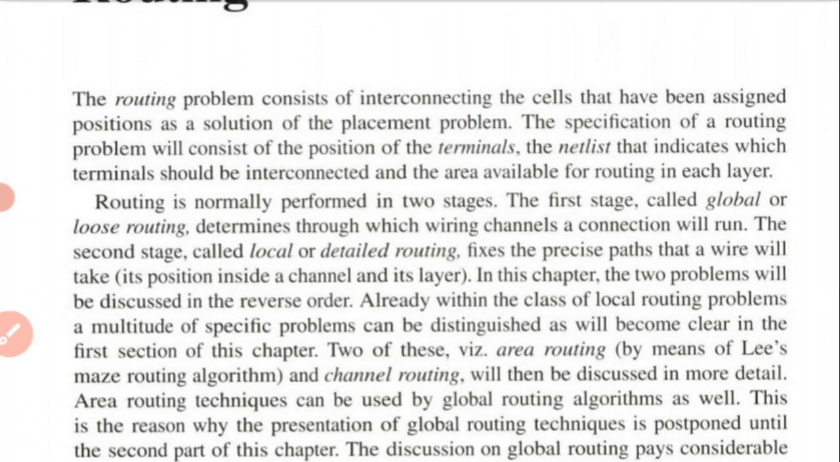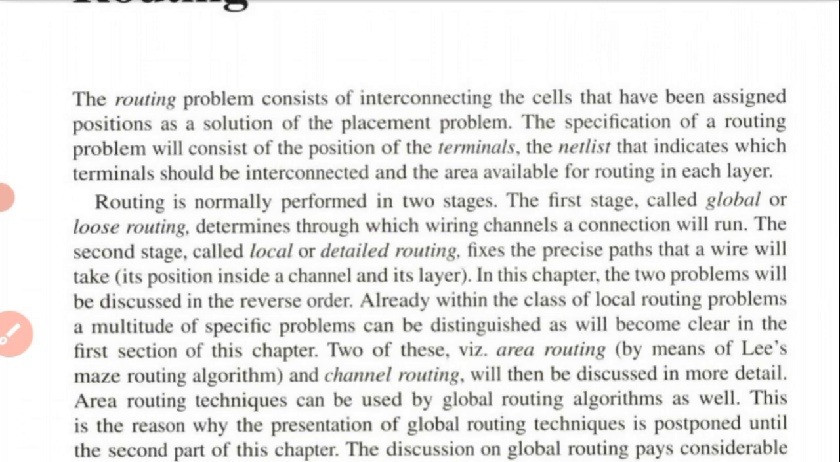Routing is performed in two stages: global routing and detailed routing. Global routing means just loose routing. It determines through which wire channel or connection will run. It is a loose routing technique. First we make a plan of where we have to connect, how to connect, and through which way we connect. That is the loose routing.